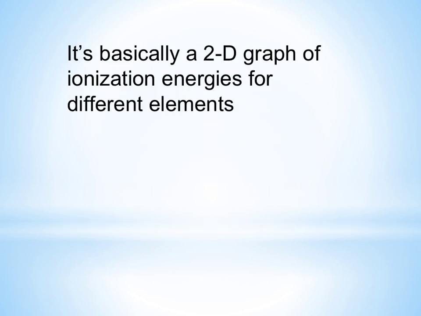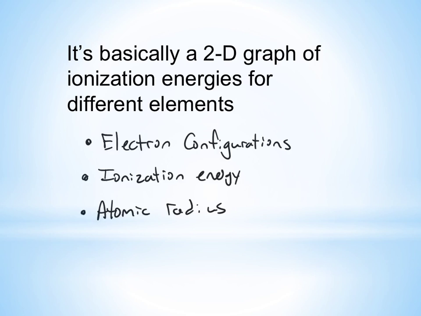If I were to summarize it up into a nice little neat box and tie a bow on the top, it's basically what I like to think of as a 2D graph of ionization energies for different elements. And the information you can get off of these photoemission spectra is ionization energy and also information about the electrons in the electron configuration. The three things that are most applicable to photoemission spectroscopy are electron configurations, ionization energy, and atomic radius. These are the three things that you can deduce when looking at a photoemission spectrum.